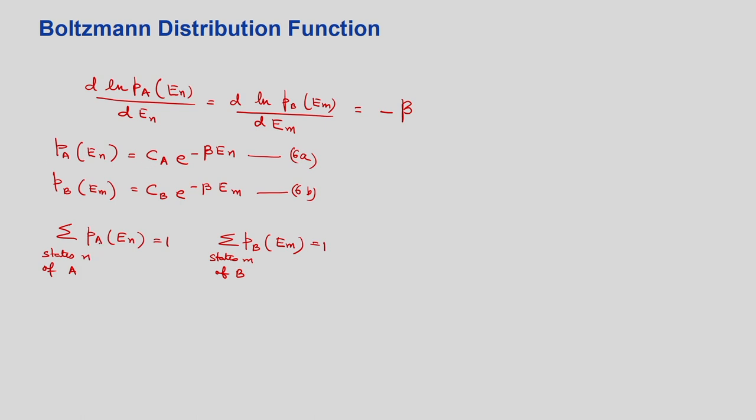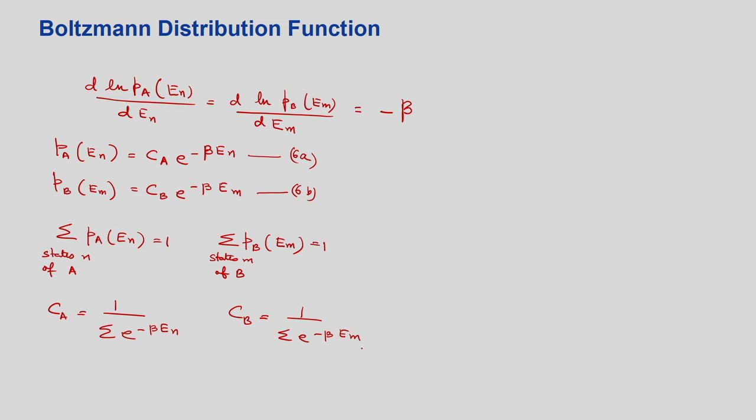Summation of Pa is equal to 1. So it means what we have is 1 upon Ca is e to the power of minus beta En, or Ca will be equal to the summation, because putting summation on the exponential term also, e to the power of minus beta En. Similarly, Cb will be 1 upon the summation of e to the power of minus beta into Em.